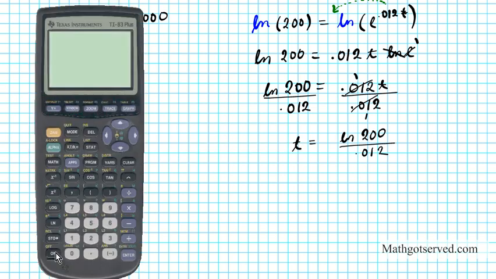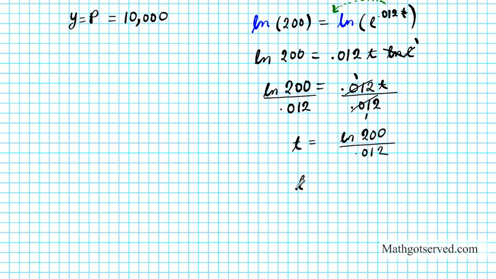So let's call for calculators. We're going to do the natural logarithm of 200 divided by 0.012. Enter. Alright, so t equals 441.53. So t equals 441.5.